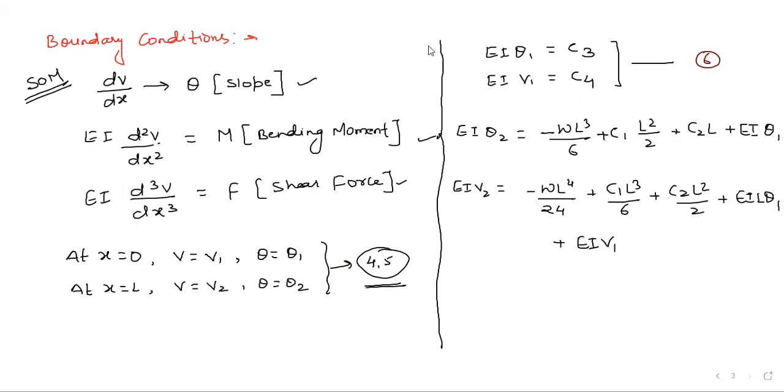So let me take this as equation number 7 and this as equation number 8. So we got the equations for EI theta 2, EI V2, EI theta 1 and EI V1. Now solving equation number 3 and equation number 7 and 8, what are we going to get next? Solving equation number 7 and 8, what are we going to get?